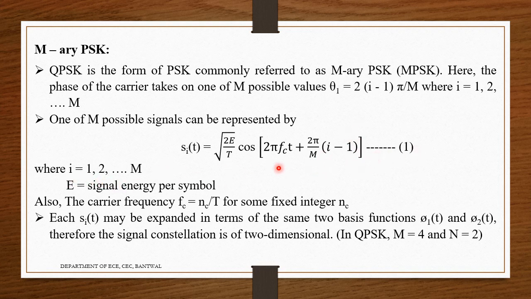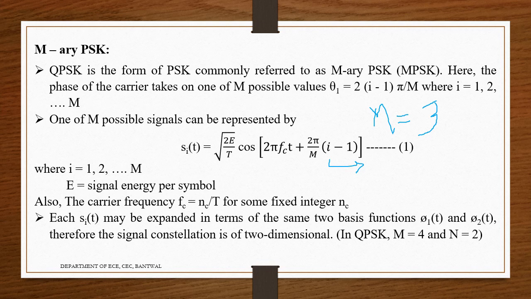Where i equals 1 to M. So, for example, if M equals 3, how many values of i will there be? It will be 1, 2, 3. So here I can represent the 3 values, when i equals 1, i equals 2, and i equals 3. So depending on this M, that many possible signals can be represented.